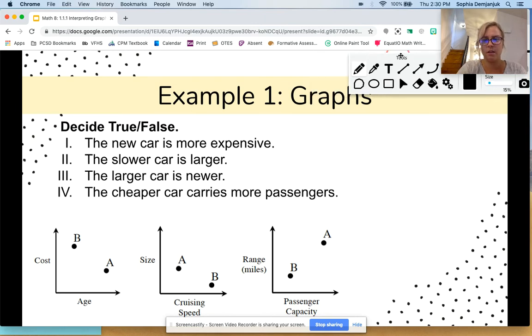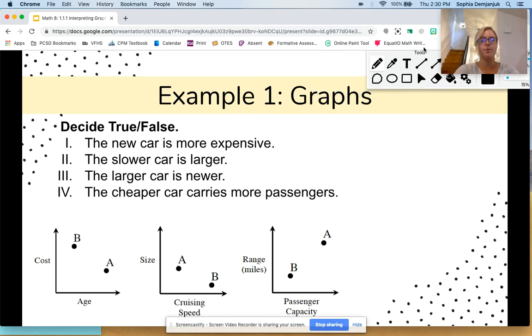So looking at our one interpreting graphs example, we need to decide if these statements are true or false. We have to decide if the new car is more expensive, if the slower car is larger, if the larger car is newer, or if the cheaper car carries more passengers. Okay, so starting with this.